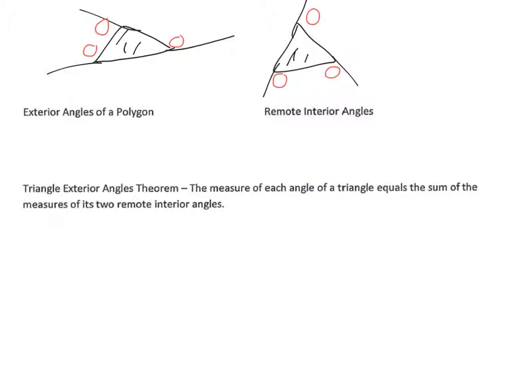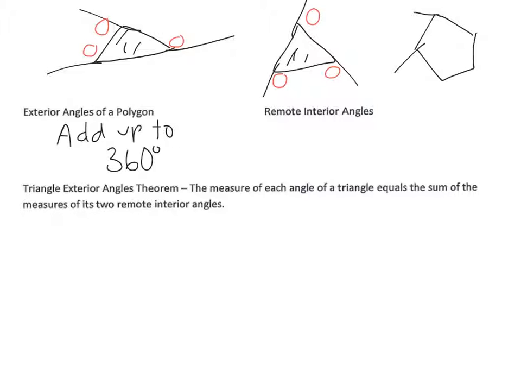The exterior angles of a polygon add up to 360 degrees no matter what. No matter if the polygon is a pentagon, the angles still add up to 360. No matter if the polygon is a hexagon or a quadrilateral.